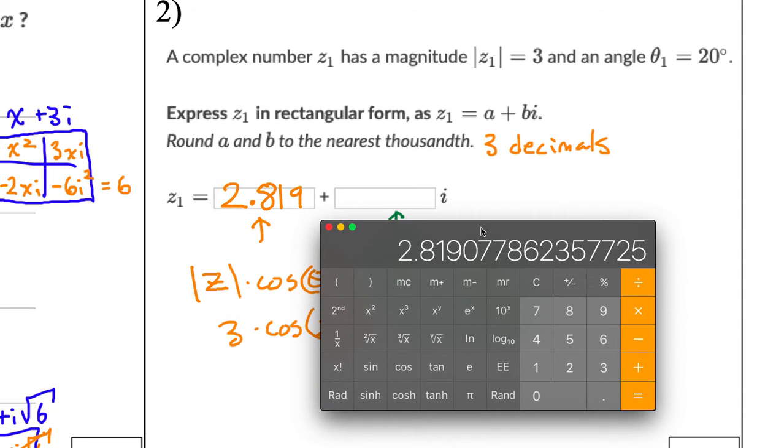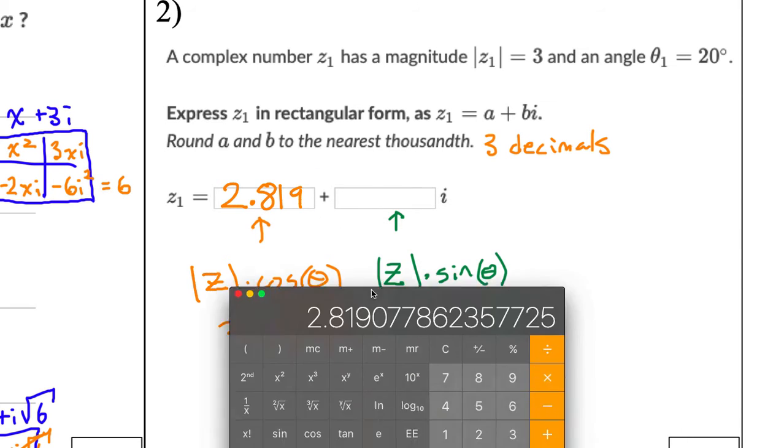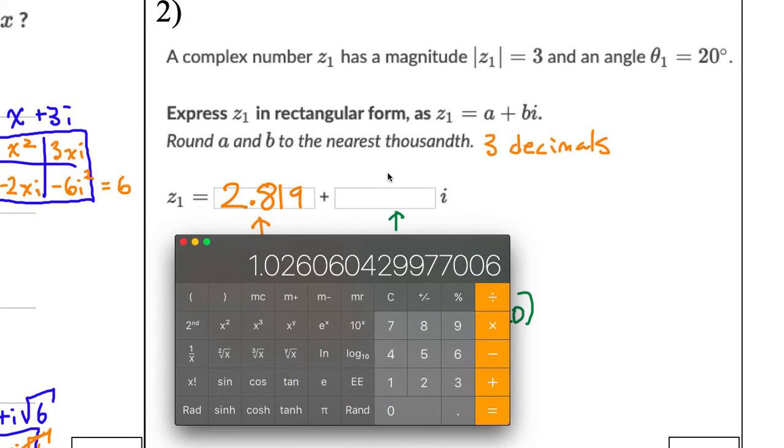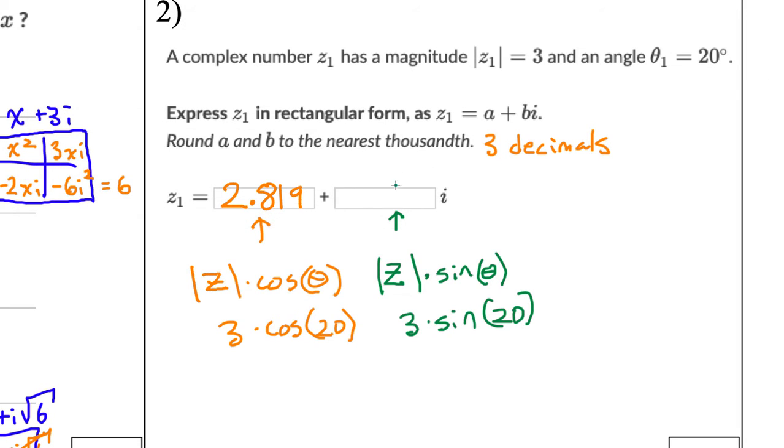I kind of do the same thing. I take sine of 20. On your calculators, you actually type in 3 times sine of 20. On my calculator, it's a little bit harder. I have to first do 20, then I type in sine, and then I multiply that by 3. And I get 1.026. And that is number 2.